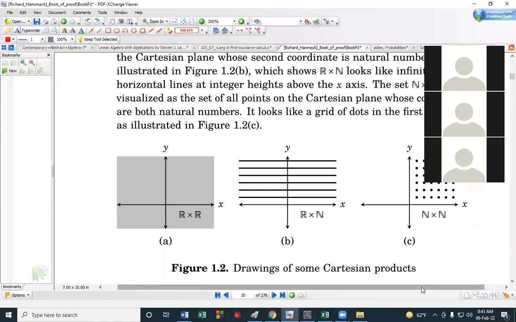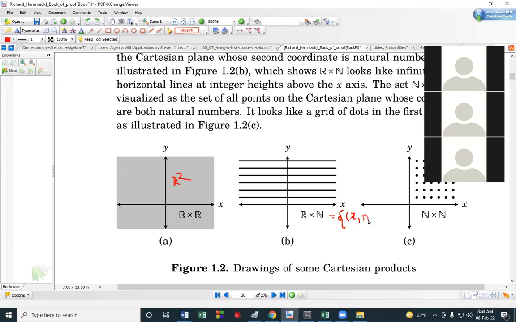Okay. So this is our R2. We have explained it: 2 copies of R, R cross R. This is our plane. See, now they're saying R cross N, not R cross R anymore. Do you see this geometry? The first component is changing continuously, while the second component is changing only in whole units, in the positive sense.